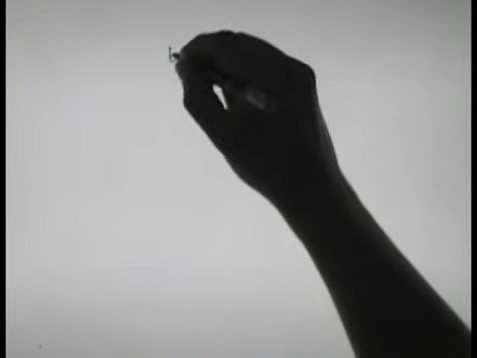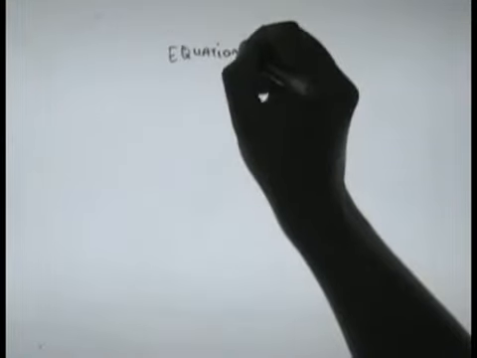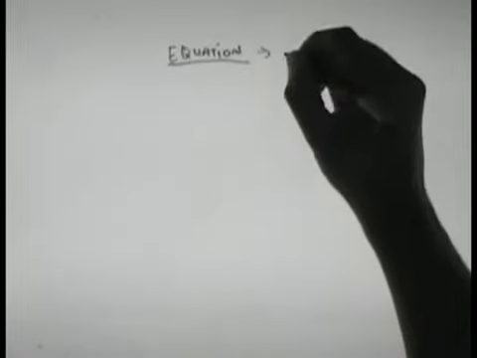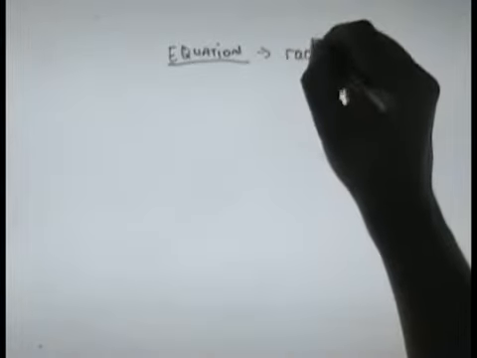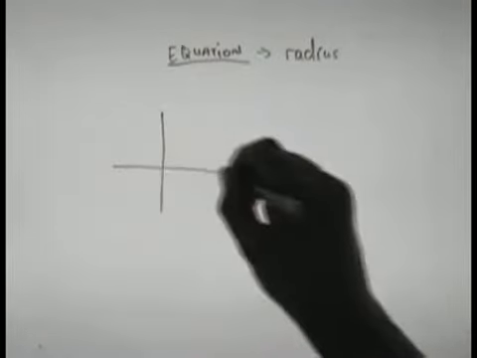We will begin by looking at how the equation of a circle comes about. Firstly, I'm going to say that the equation of a circle has really got nothing to do with the circle itself. It's actually the equation of the radius. Now let's look at what I mean by that.